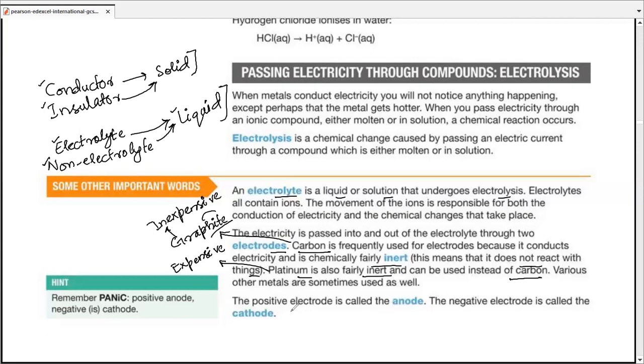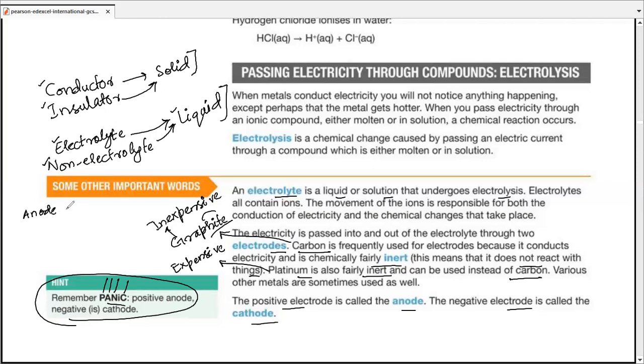All right. So the positive electrode is called anode and negative electrode is called cathode. Remember, PANIC: positive electrode, anode, negative electrode, cathode. That's a good way to remember it. These hints or ways to remember stuff are pretty easy. However, we can do it like this.